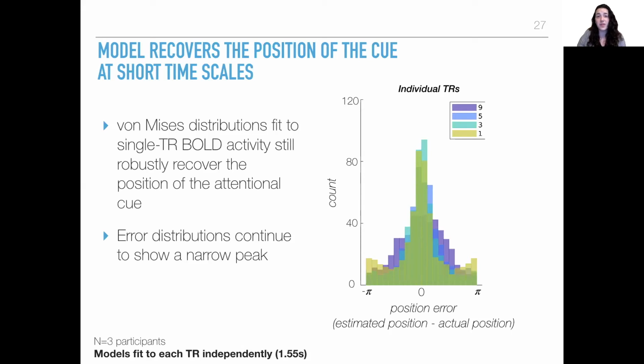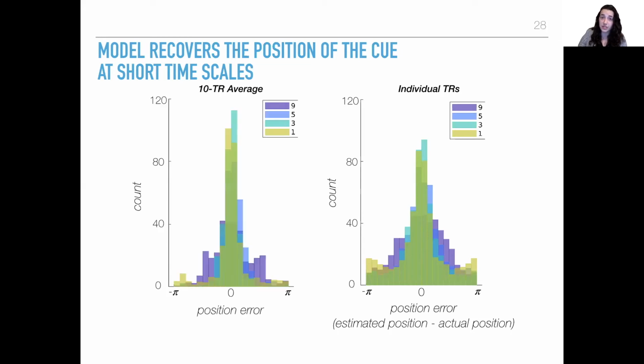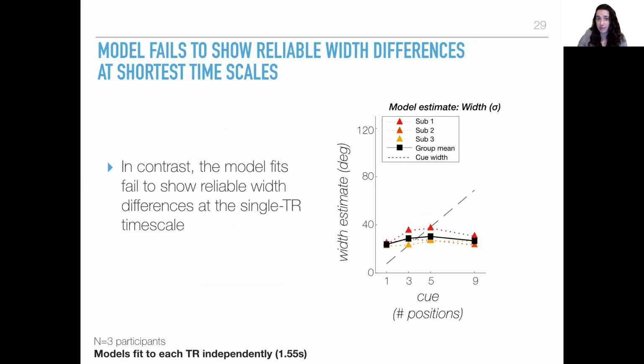These clear peaks show that even at the single TR level, the model can robustly recover the position of the attentional window. If we compare these error distributions to the one from the block averages, the model still does a remarkably good job at estimating the position of the attentional window. But how does the model fare when it comes to width at these shortest timescales?